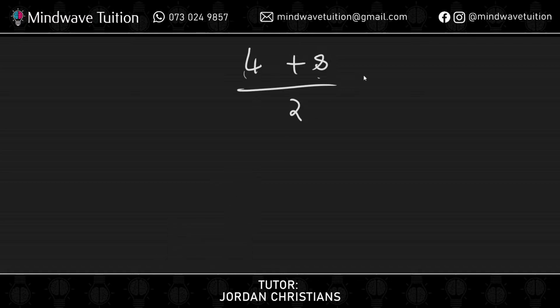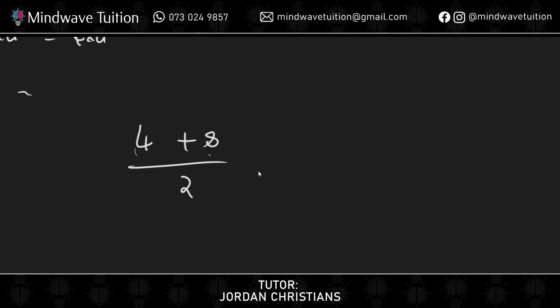Yeah, sorry about that. So 4 plus 8 over 2. The way we're doing this is just adding the 4 and 8, right? So 4 plus 8 is just going to be 12 over 2, and 12 over 2 is just 12 divided by 2, which will just be 6.